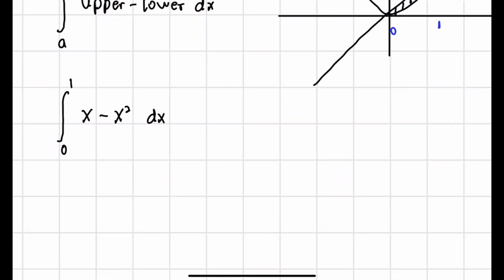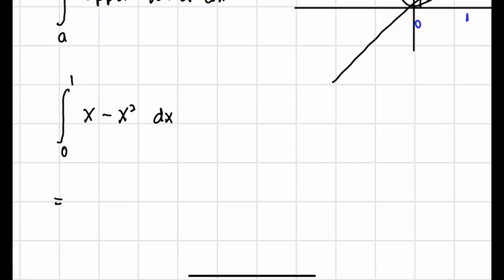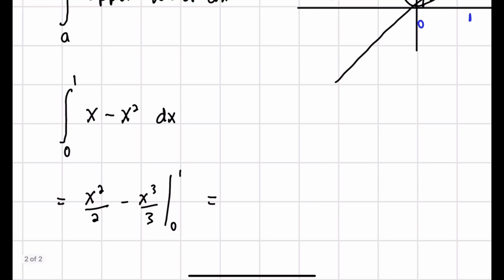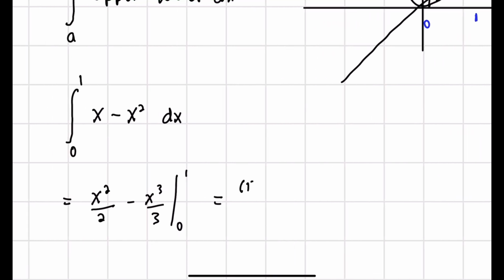So this integral is pretty straightforward. We just have to apply the power rule. So we have x to the power of 2 over 2 minus x to the power of 3 over 3, and our bounds from 0 to 1. And now let's substitute our upper bound. So we have 1 to the power of 2 over 2 minus 1 to the power of 3 over 3. This is our upper bound. And now minus our lower bound.